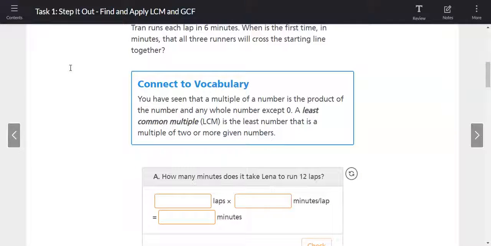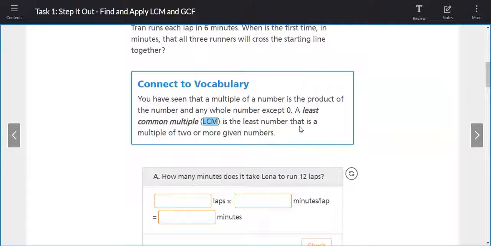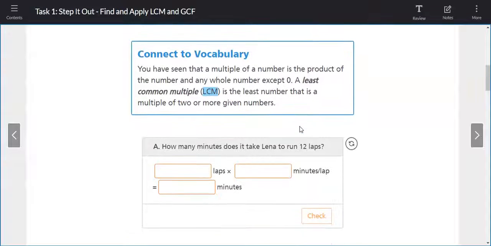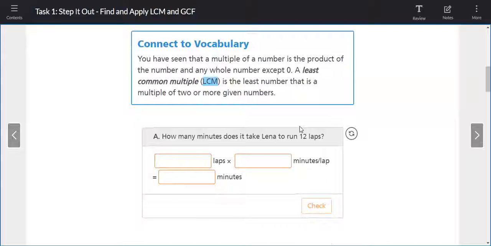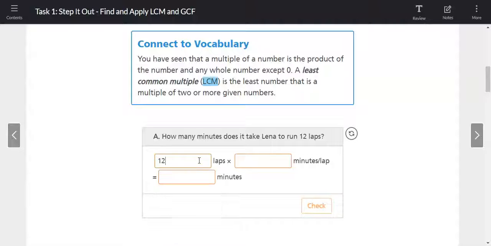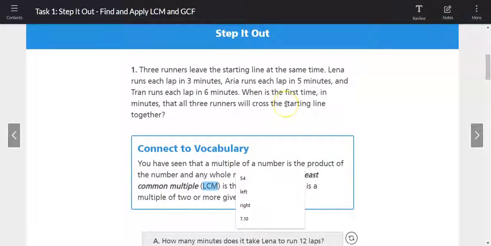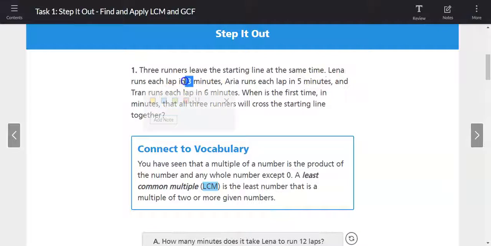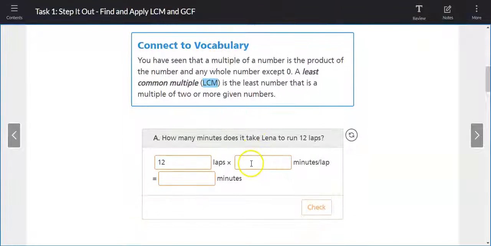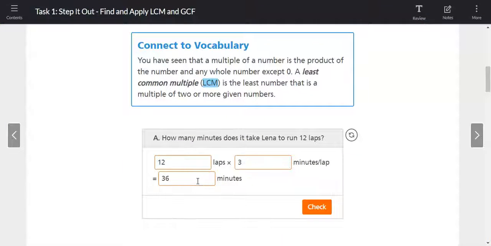Let's look at our first vocabulary word. You have seen that a multiple of a number is the product of the number and any whole number except 0. A least common multiple, which is the LCM, is the least number that is a multiple of 2 or more given numbers. So how many minutes does it take Lena to run 12 laps? In 12 laps, she runs each in 3 minutes. So 12 times 3 is 36.